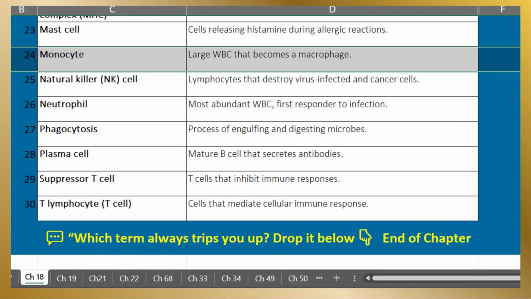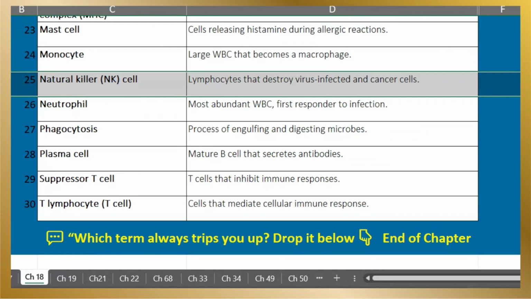So the monocytes, we said. The natural killer cell is the lymphocyte that destroys virus-infected and cancer cells. Act without prior sensitization.